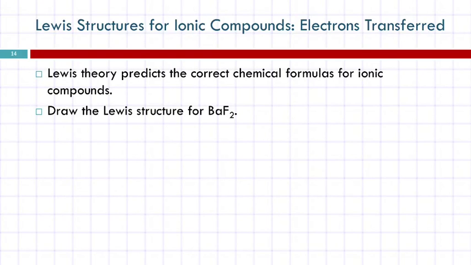Lewis theory does help us to predict formulas for ionic compounds. So let's look at barium fluoride. We learned how to predict its formula based on charges that we predict from the periodic table. How many valence electrons does barium have? 2. And how many valence electrons does fluorine have? 7. 1, 2, 3, 4, 5, 6, 7. So fluorine is going around looking for someone to give it an electron, looking for a handout.